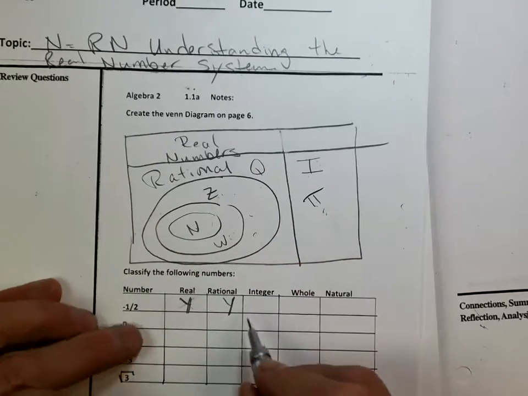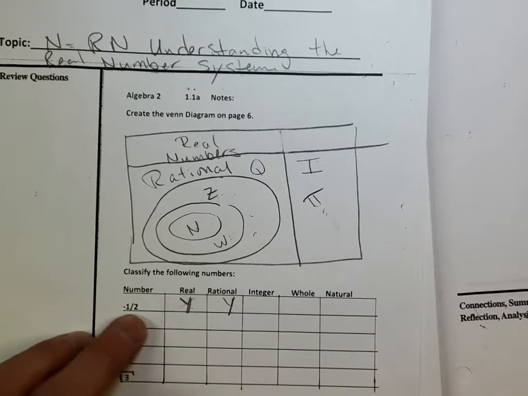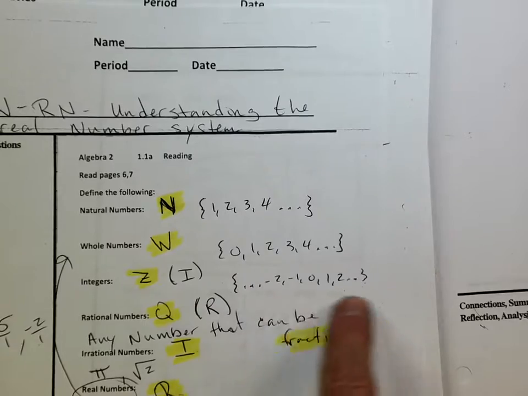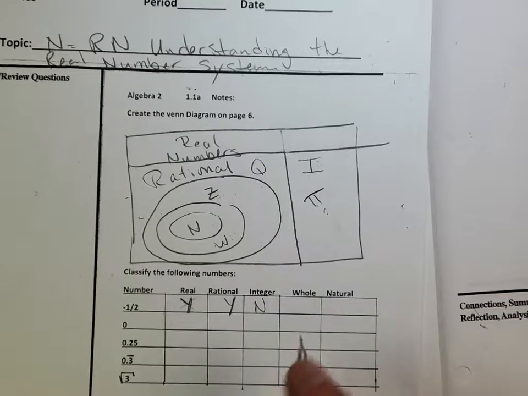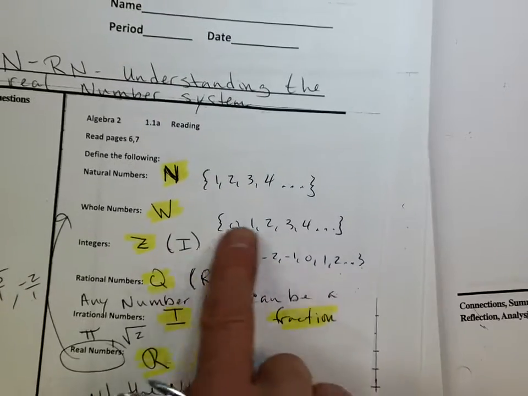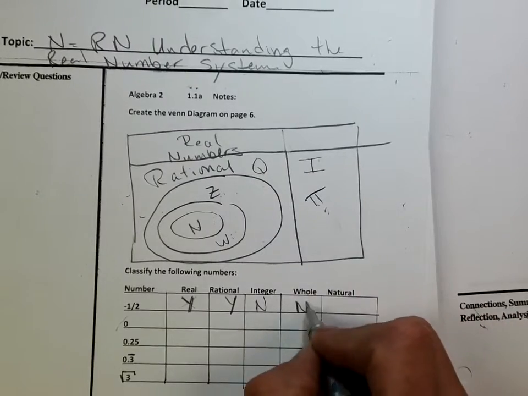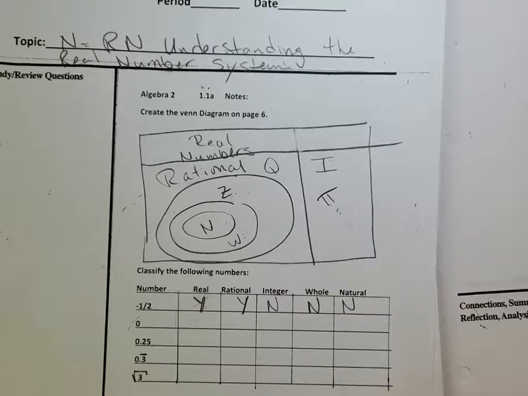Is negative 1/2 an integer? Yes. No. Doggone it. What's an integer? Let's see. Integers are these positive and negative whole numbers, but they're not fractions, right? So, no. Is negative 1/2 a whole number? Is it one of these? No. Is negative 1/2 a natural number? Is it one of these? No.